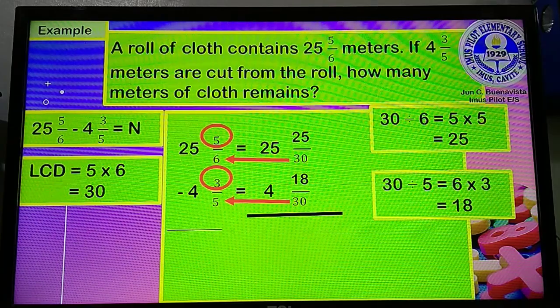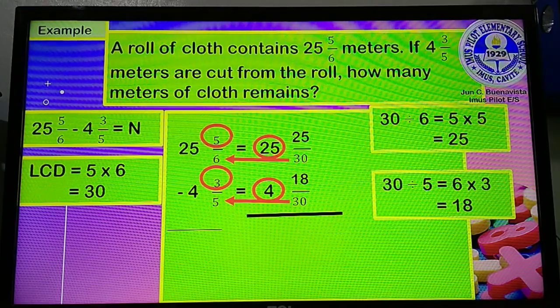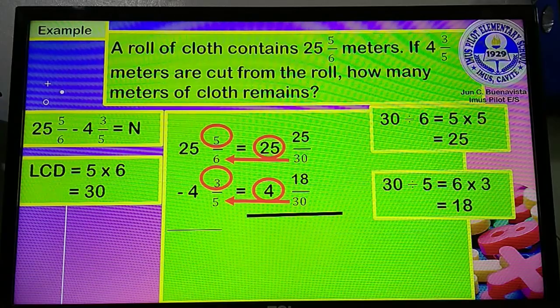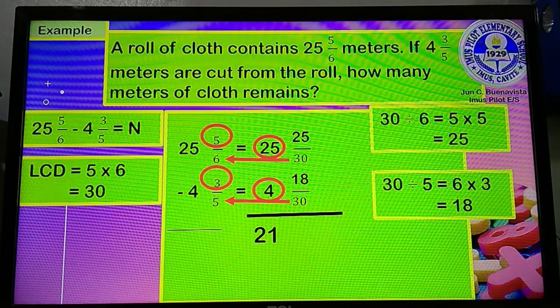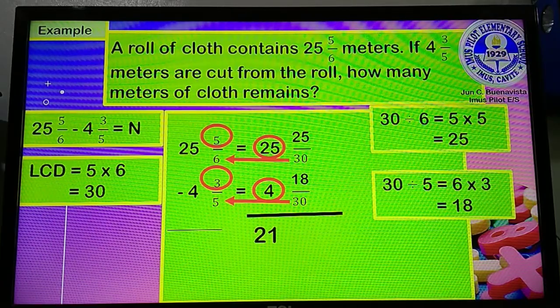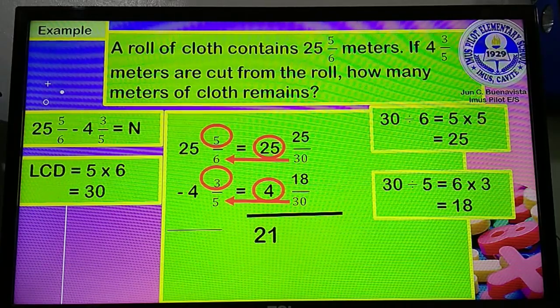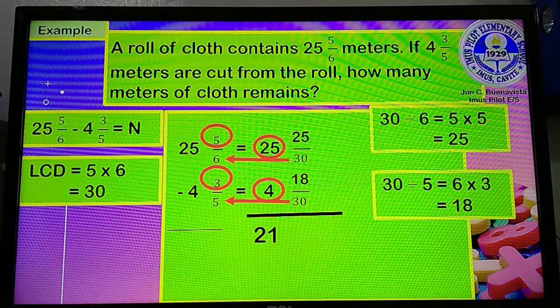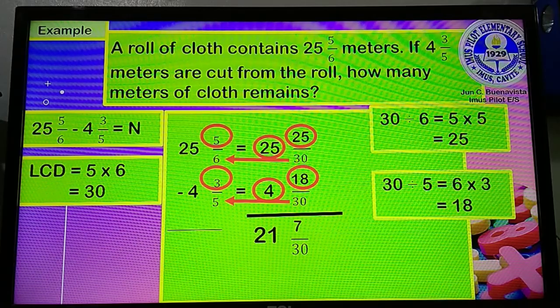Now, first, ang i-subtract natin is the whole numbers. So, 25 plus 4 equals 29. Minus pala to. This is subtract. 25 minus 4 equals 21. Then, subtract also the numerators. 25 minus 18 equals what? 7. So, copy the common denominator, which is 30.